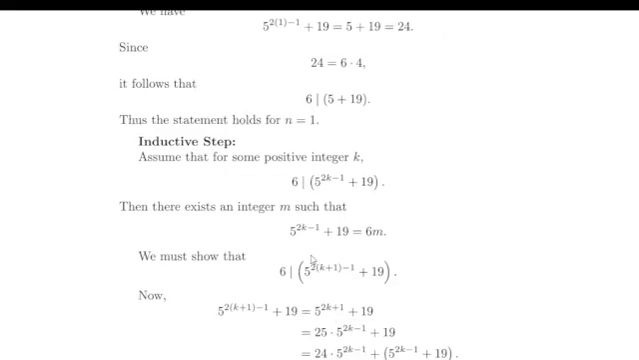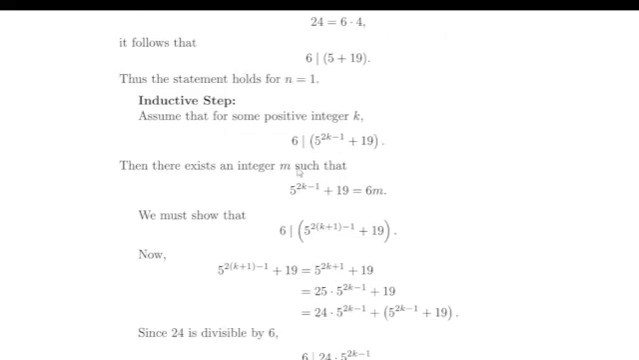Now we're going to assume that for some positive integer k, 6 divides 5 to 2k minus 1 plus 19. And so because it does, there exists an integer m such that 5 to 2k minus 1 plus 19 is a multiple of 6, and we're going to say it's equal to 6m. So now we must show that 6 divides 5 to the 2 times the quantity k plus 1 minus 1 plus 19. So now we can continue with that.